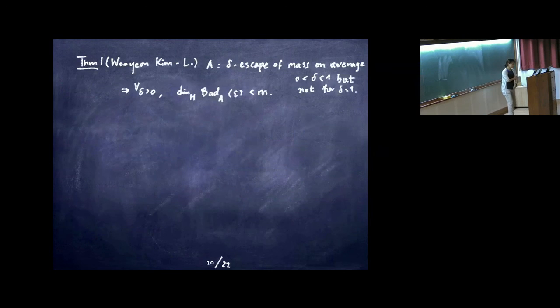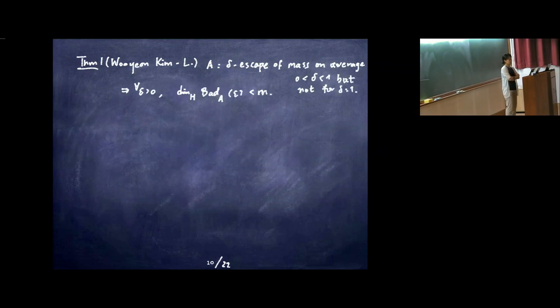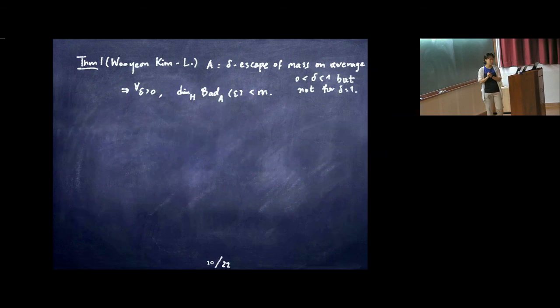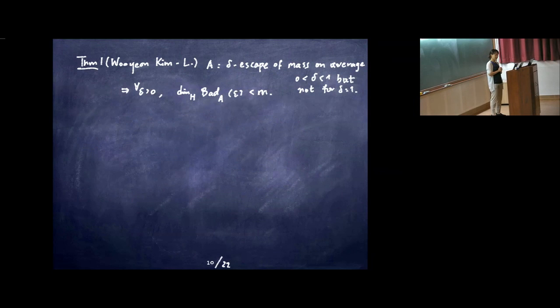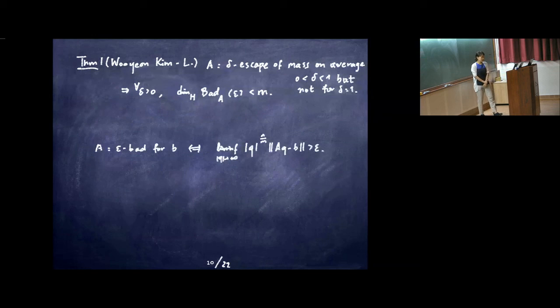Right, so with Wooyeon Kim, we show that even if you have delta escape of mass on average for some delta which is less than 1, so it is not divergent on average, then again for any positive epsilon, the Hausdorff dimension of the epsilon bad set for A is not full for arbitrary dimension. And along the way, we could also show the dual setting.